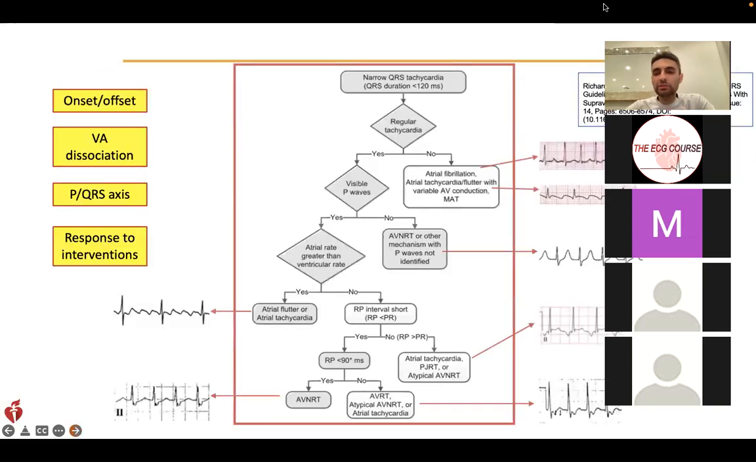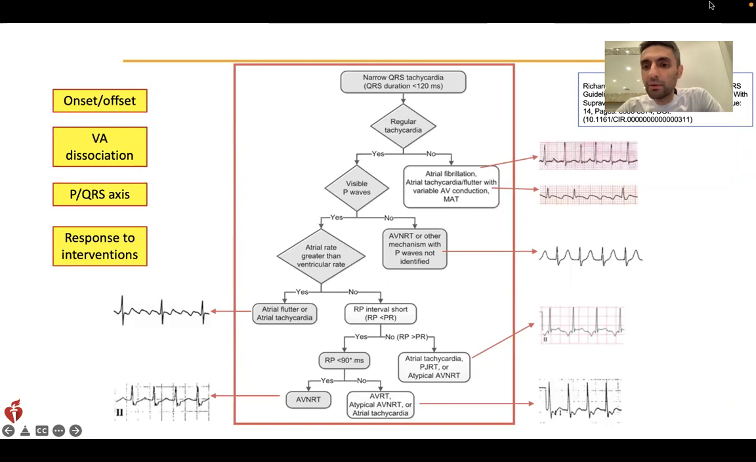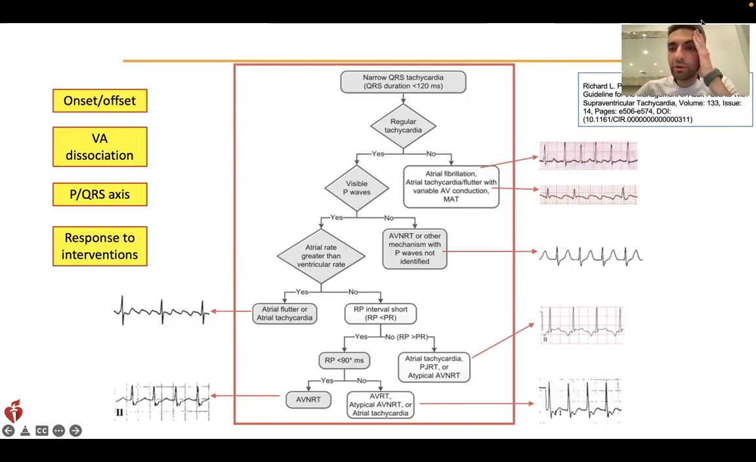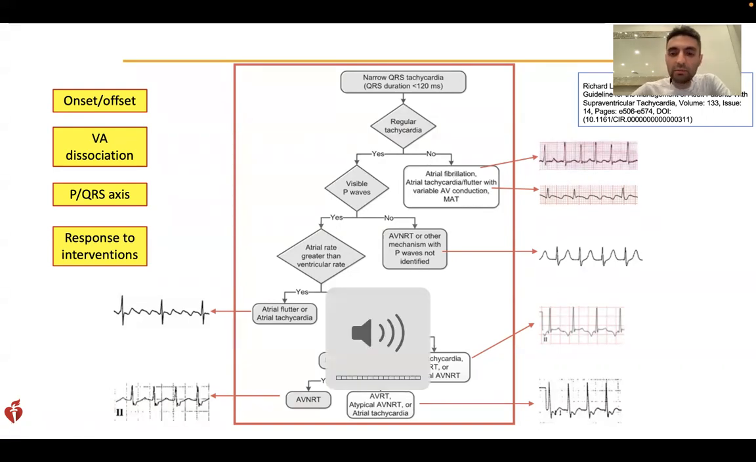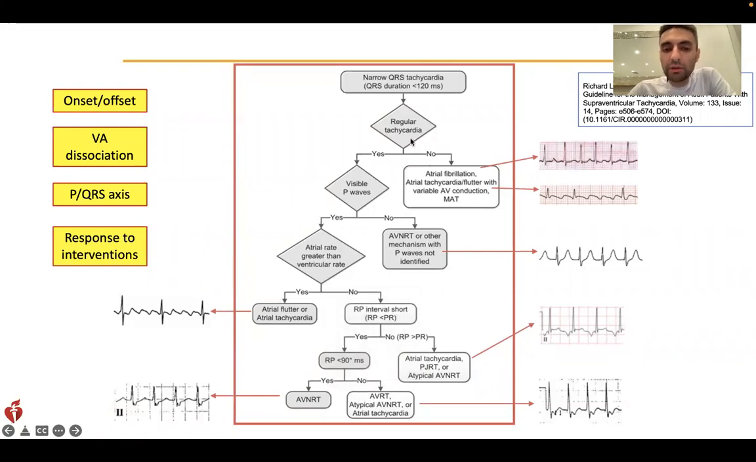Okay, just to recap really quick, we said last time, and we are focusing on narrow complex tachycardia, in other words, SVT. If it's regular, then you think of something reentrant. If it's irregular, then it's either AFib, which is not very commonly seen in pediatrics, of course, but in adults. However, it could also be atrial tachycardia or flutter with variable AV conduction.